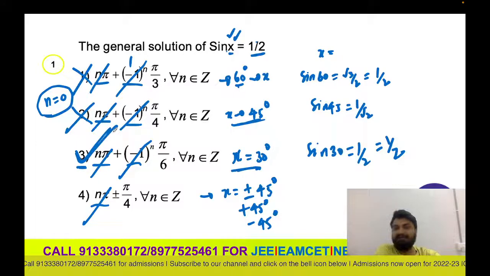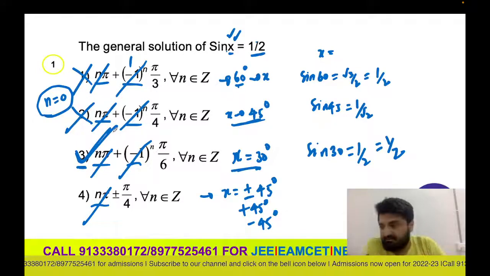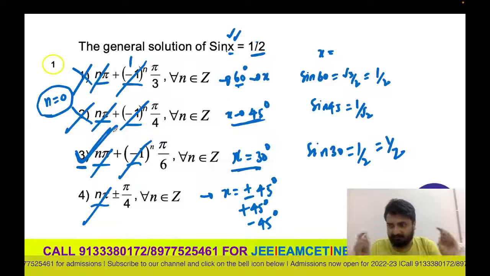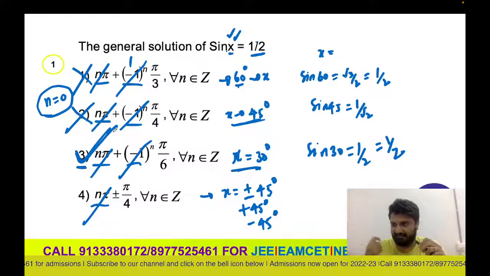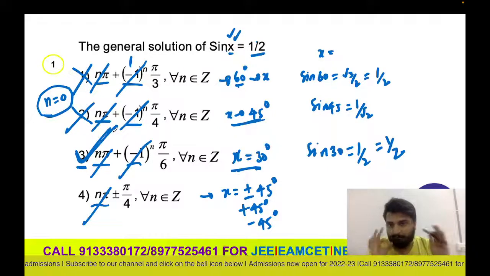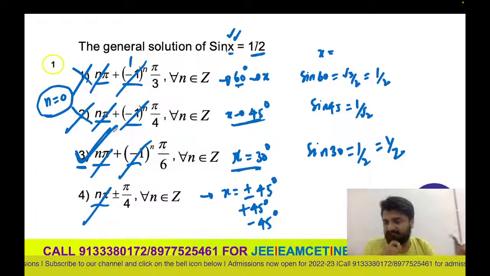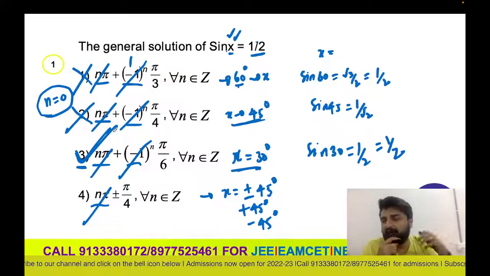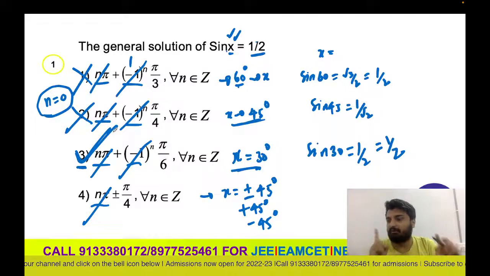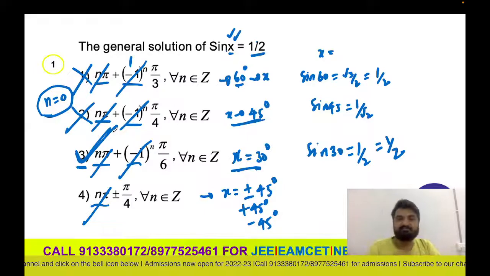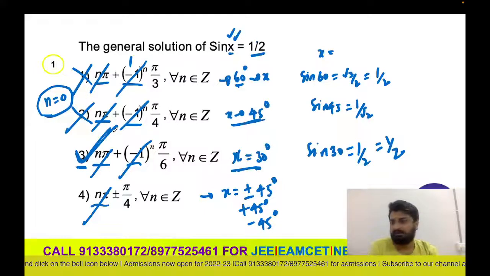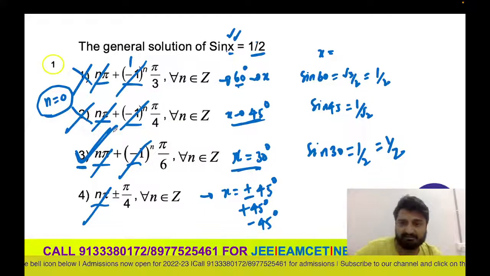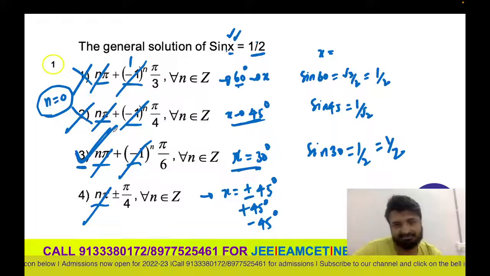So this is how easily you can do the questions, provided you give n some value. There might be a few questions where you have to change the n value from 0 to 1 or 2, but all you need to do is first give n value 0 in the options, then substitute that angle value in the question. That should be equal to the right hand side. So this is how easy the question on trigonometric equations in terms of general solutions is.